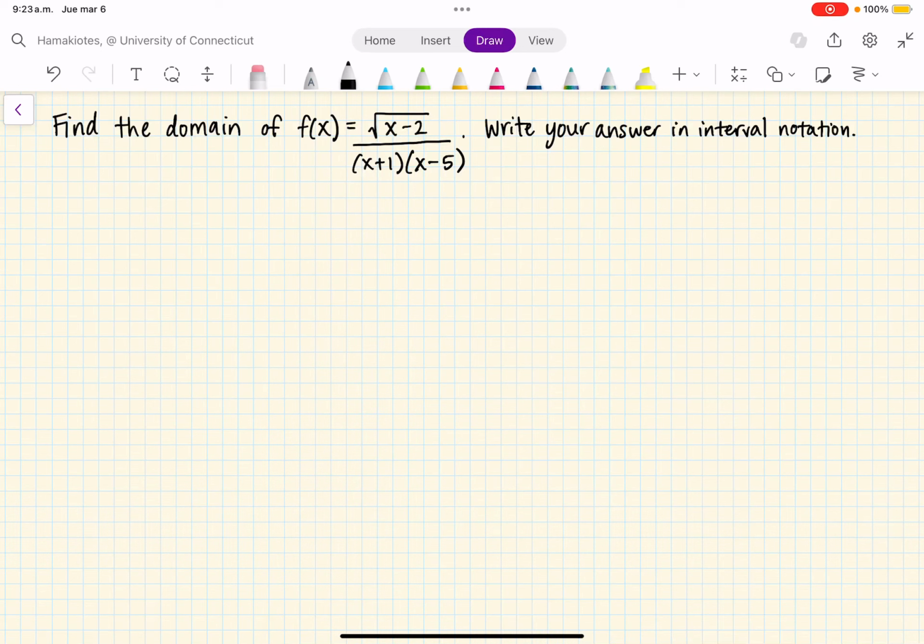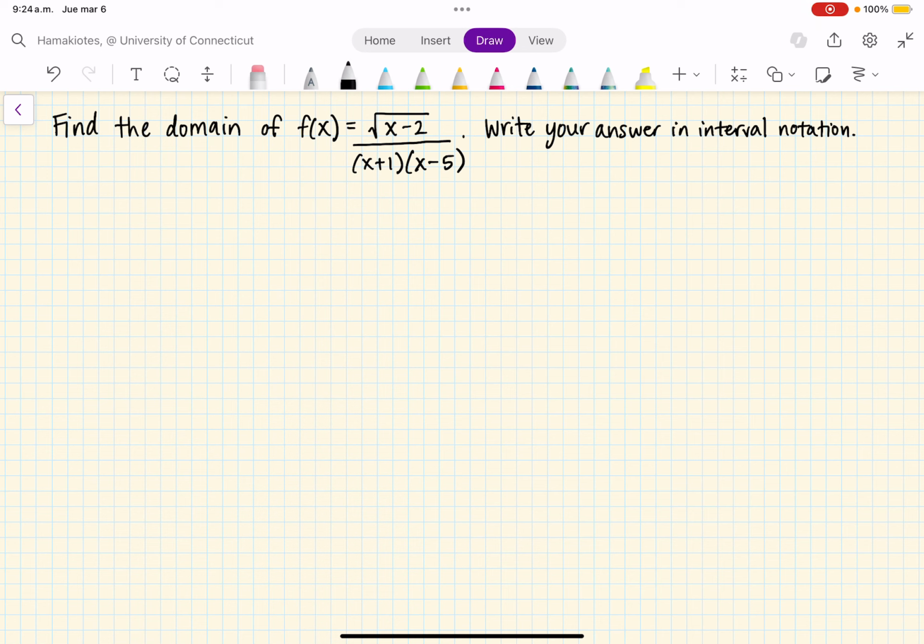In this video, we are going to find the domain of f of x equals the square root of x minus 2, all over x plus 1 times x minus 5. And we're going to write our answer in interval notation. So how do we start to find the domain of this function?